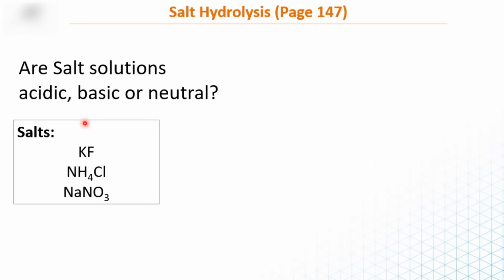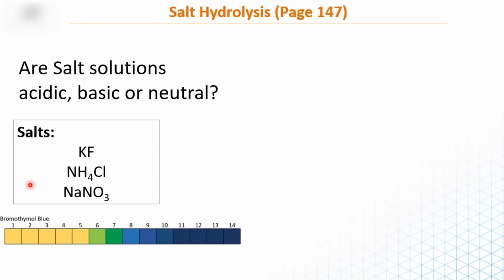We can just add some water to these salts and then measure their pH, or we can add an indicator, like bromothymol blue. You already know about indicators now. Add a few drops to each solution, and depending on the produced color, we can know the pH, and we can know if the solution is acidic, basic, or neutral.